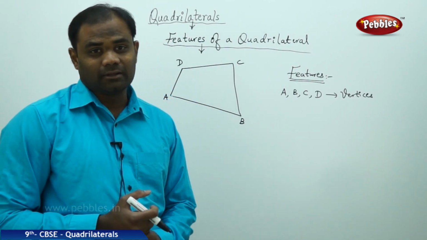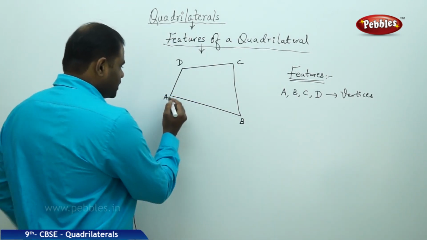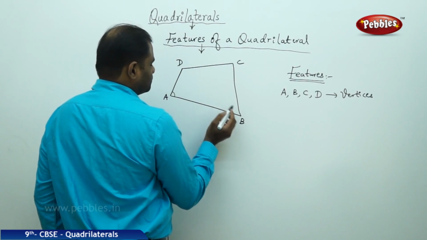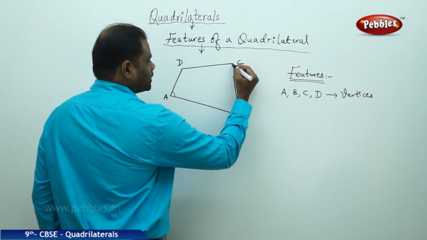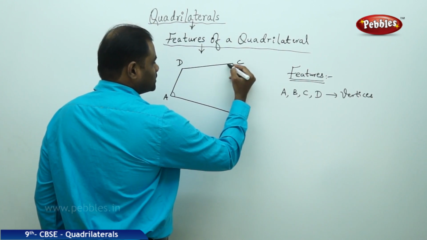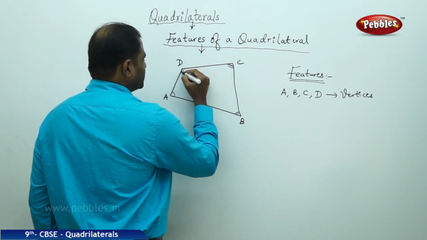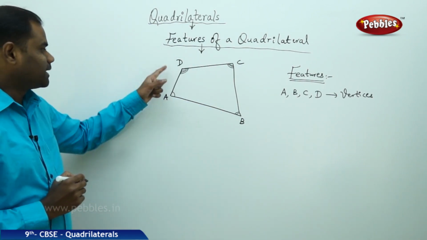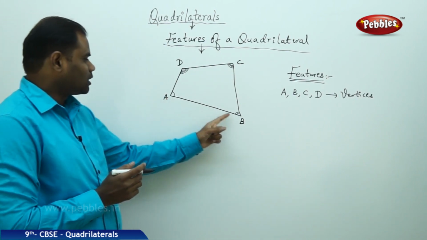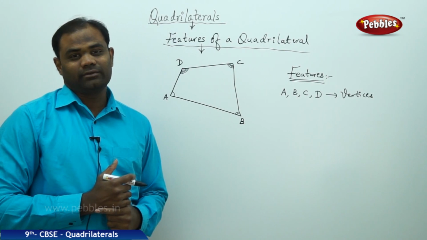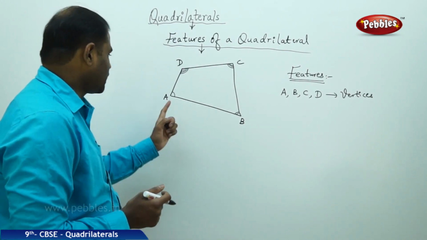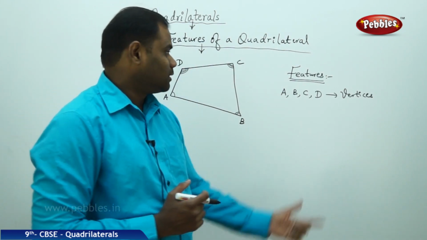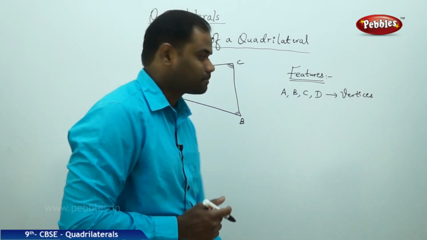Now let's see the angles. Clearly the angle made by the 2 lines at A is this, the angle made by 2 lines at B is this, the angle made by 2 lines at C is this, and the angle made by the 2 lines at D is this. So these 4 are called the angles of the quadrilateral. So clearly we see that there are 4 angles, 1, 2, 3 and 4. 4 angles for a quadrilateral and 4 vertices for the quadrilateral.